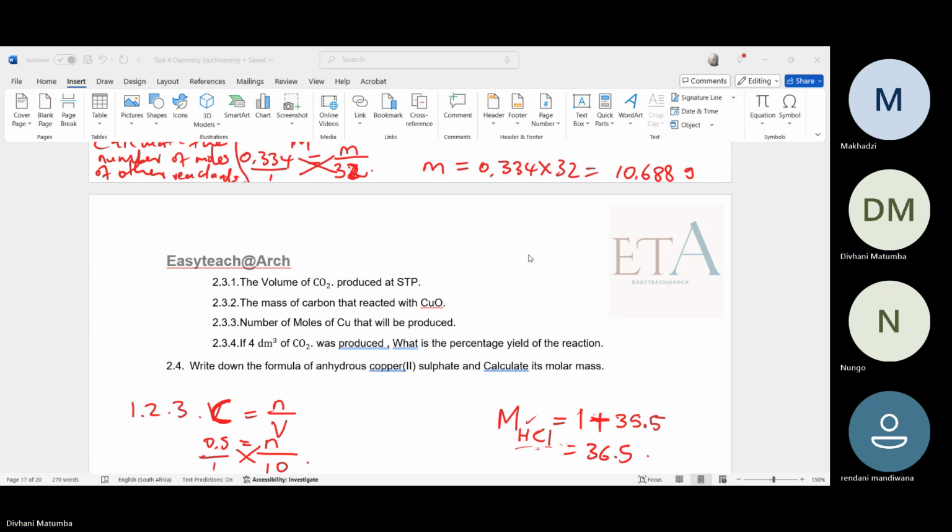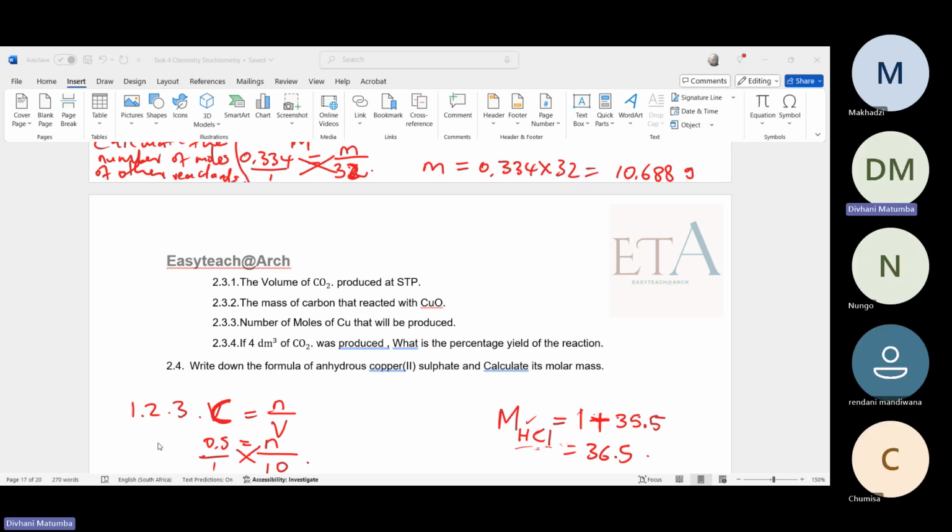Let's see. Hey, who is trying to enter? Oh, Kumisa. Oh, Kumisa did make it. Okay, that's perfect. Rendani? Rendani, are you there? Rendani seems to... Okay, it's fine.